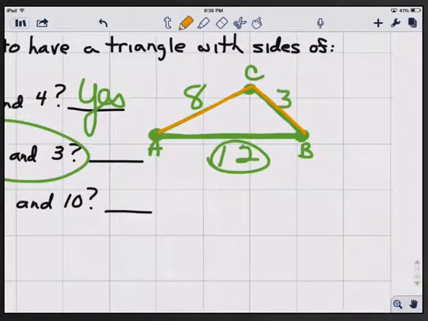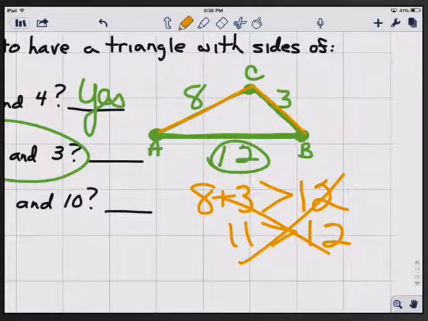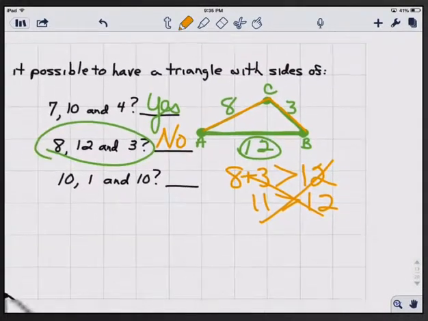In other words, 8 plus 3 is supposed to be something greater than the 12, the distance along the straight line. And 11 is greater than 12? No. So therefore, it's not possible to have a triangle with sides of length 8, 3, and 12.